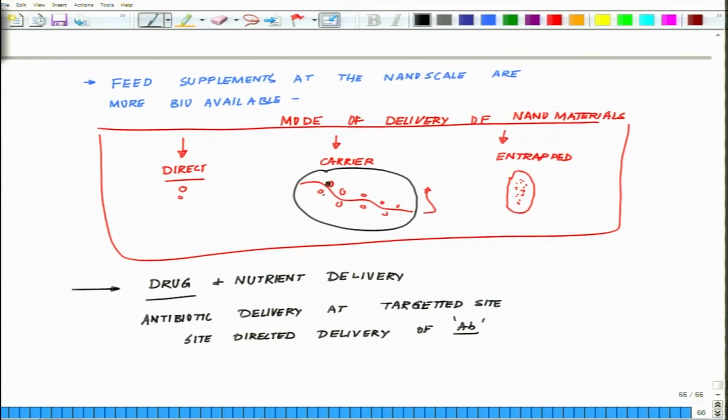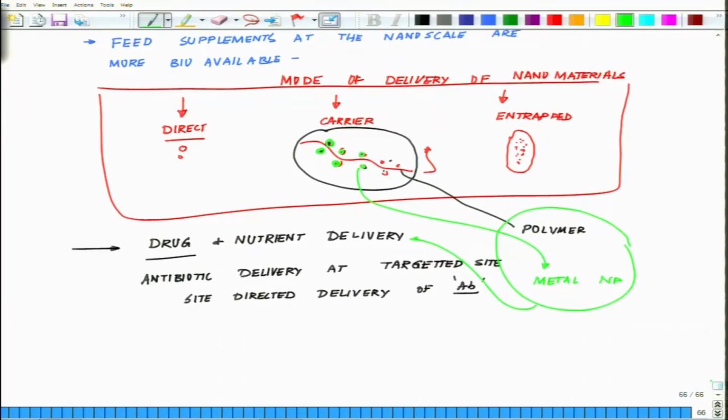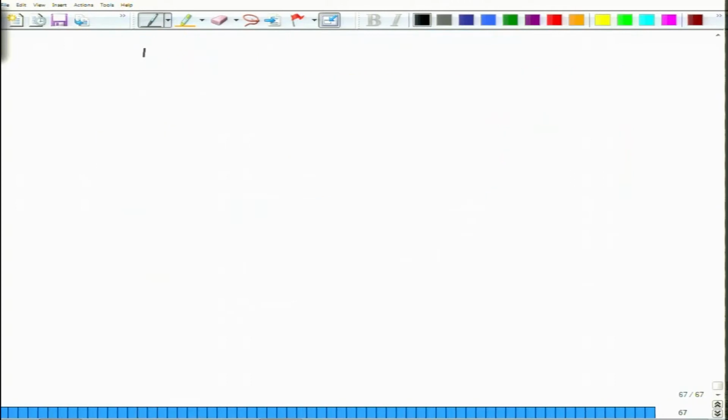Metal nanoparticles, suppose these are the metal nanoparticles, they will be conjugated with polymers, and suppose this one is the polymer, okay, and these are the nanoparticle here. So, conjugating the metal nanoparticles, these are the metal NP nanoparticle, and this could be a very potent way for nutrient delivery as well as nutraceutical delivery. Similarly, their application as biocides.